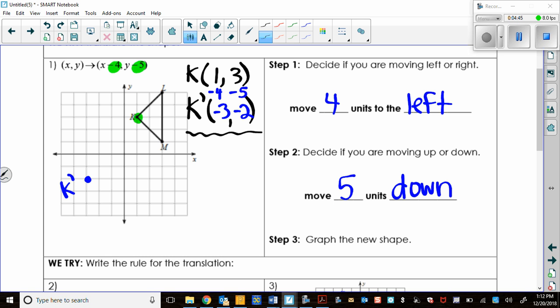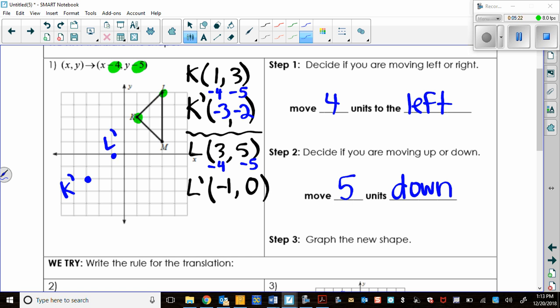So I'm going to go ahead and do the exact same thing, but now I'm going to use the coordinate point L. And that coordinate point is 3, 5. So using that same rule, I'm going to subtract 4 from my x and subtract 5 from my y to get my L prime. 3 minus 4 is -1. 5 minus 5 is 0. So my new point for L prime is -1, 0.